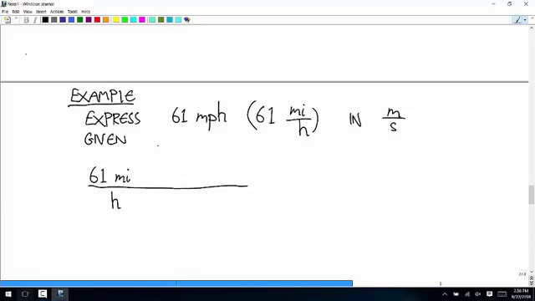So given that 1 mile is equal to, anybody run track in high school? What is this, about 1,600? Not exactly. So if you ran the mile in high school, you were actually a little over 9 meters short. It's 1609.344 meters. And then 1 hour is equal to 3,600 seconds.